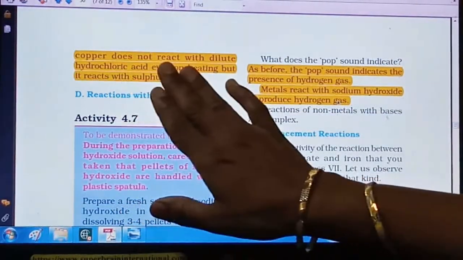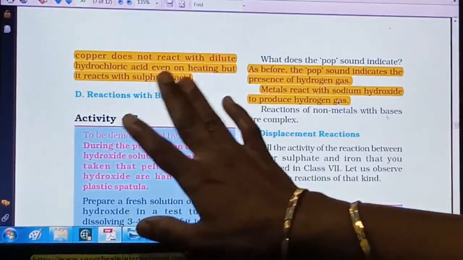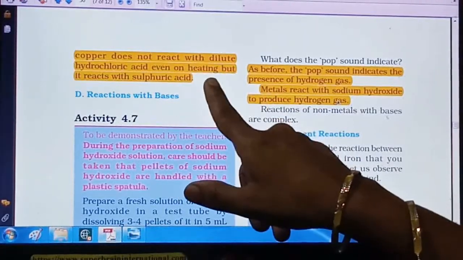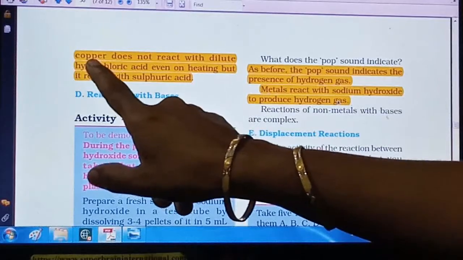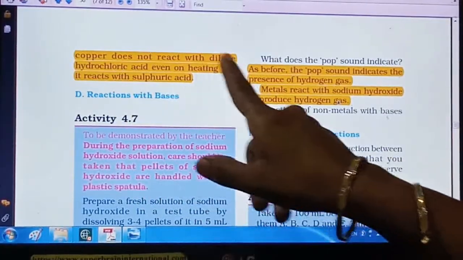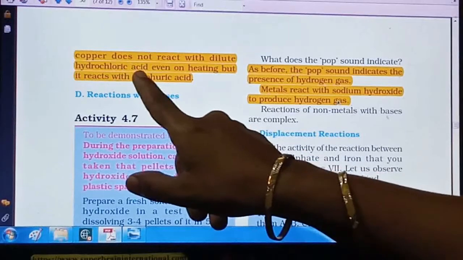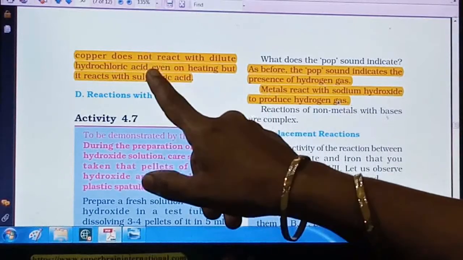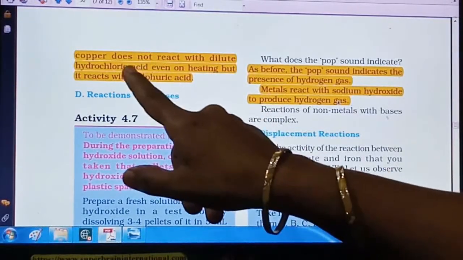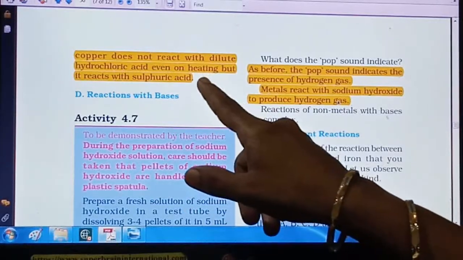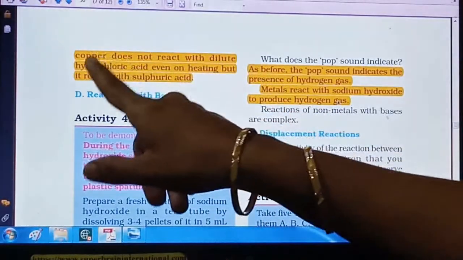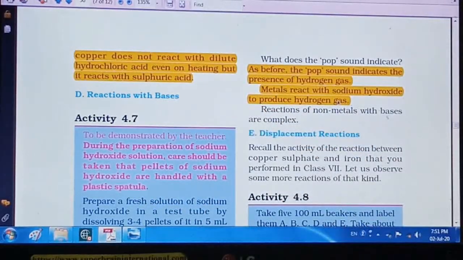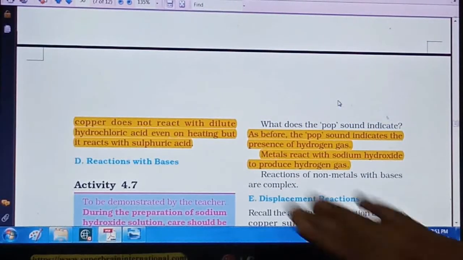See here, copper does not react with dilute hydrochloric acid even on heating, but it reacts with sulfuric acid, right? So remember that copper, a metal, only reacts with sulfuric acid and not with dilute hydrochloric acid. Even if it does not react at room temperature and then we gently warm it, it does not show any kind of reaction with the acid, but the same copper will show a reaction with sulfuric acid. So this is the reaction of metals and non-metals with acid.